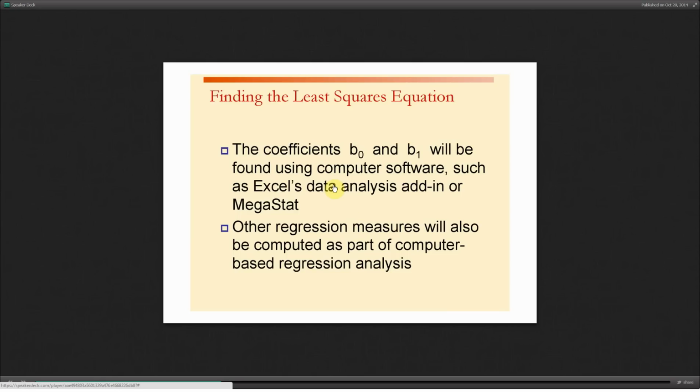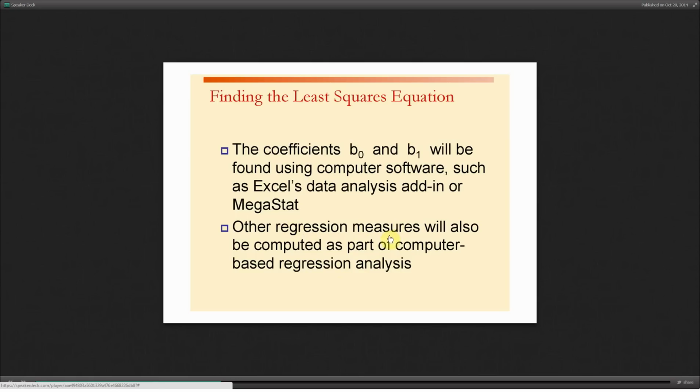So again, that's just sort of a technical thing. In practice, you just let Excel or Megastat calculate these things for you. It's just important to understand that the best in this sense means the smallest errors, in terms of the smallest sum of the squares of the errors. They call it SSE, sum of the square errors. You might see that sometimes.